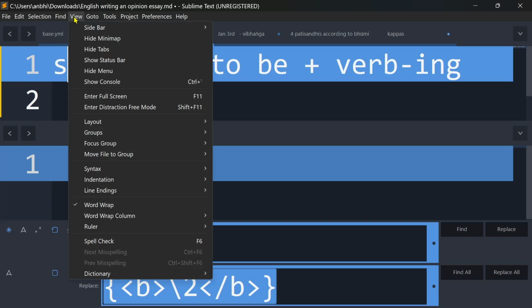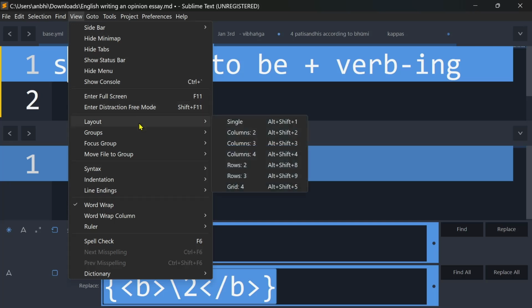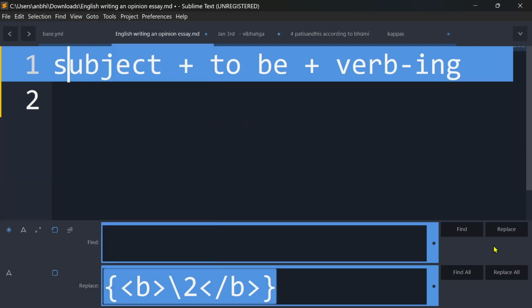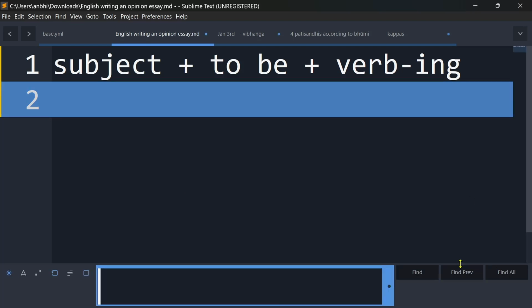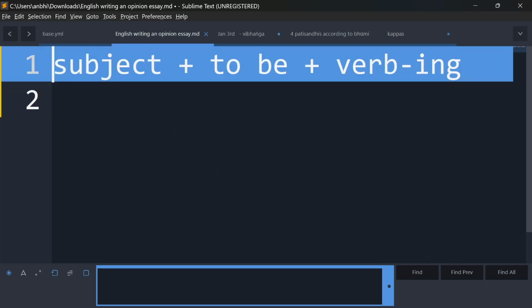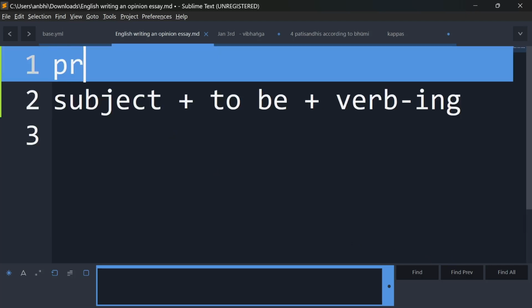So, okay, wait, what is this? View, hide minimap, enter full screen. Go away, I don't want you. How do I remove this thing? Replace, no, find. A little better, no?